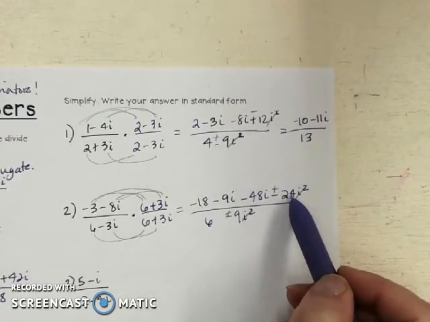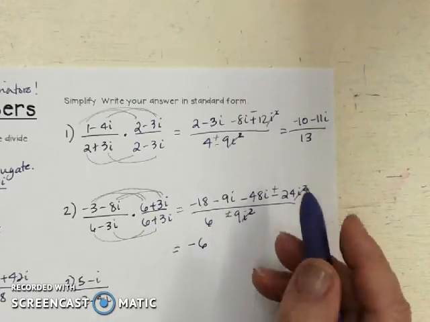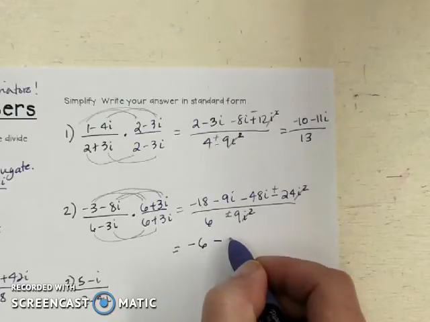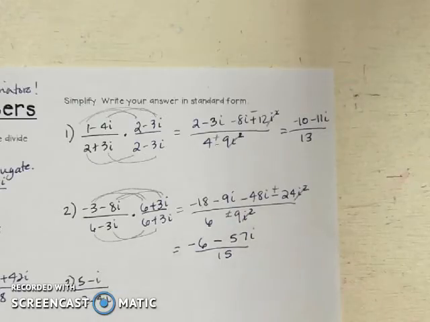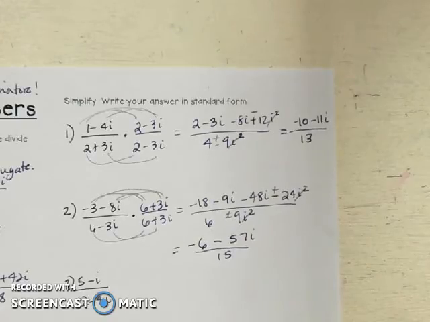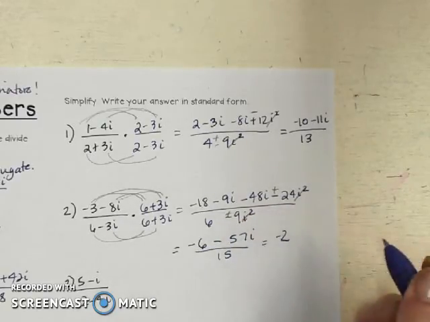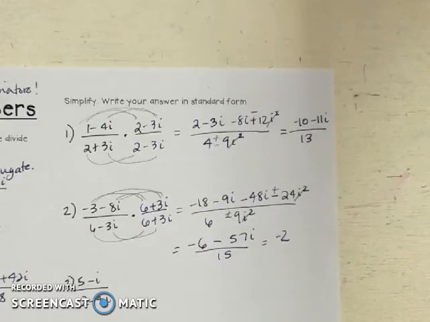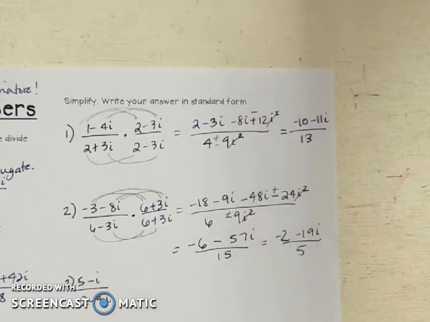18 minus 24 is going to give me a negative 6, and negative 9i plus a negative 48i, or negative 9i minus 48i, is going to give me a negative 57i, and 6 plus 9 gives me 15. These numbers are all divisible by a factor of 3. So 3 will go into negative 6 negative 2 times. 3 will go into negative 57. Let me just do it so I don't get it wrong. Negative 19 times. And 3 will go into 15 5 times. And that's my answer.